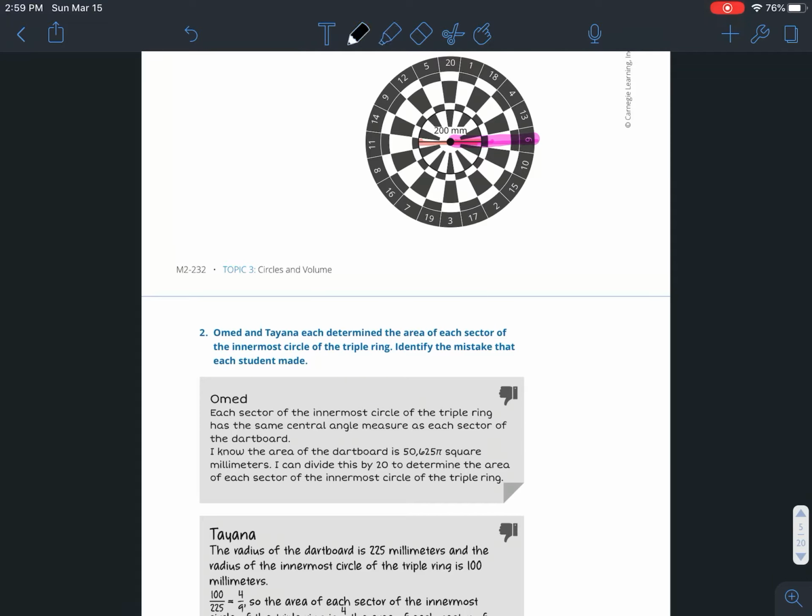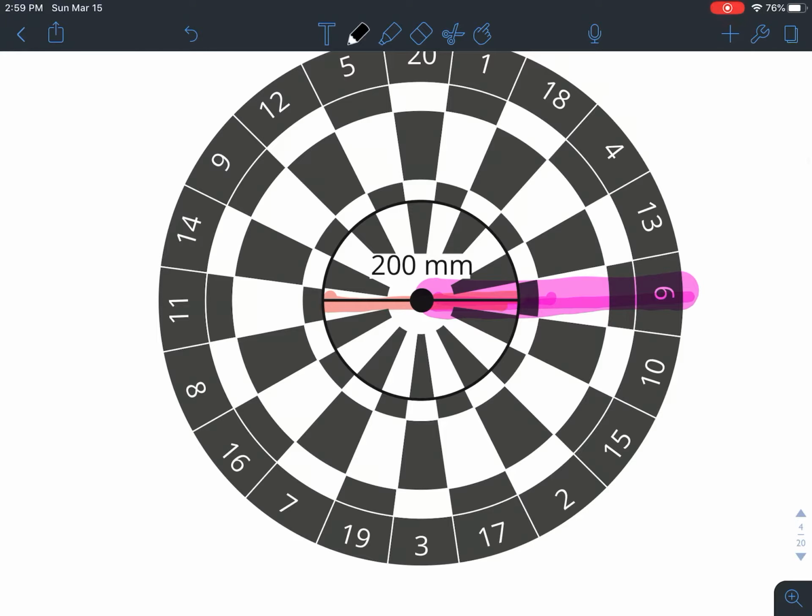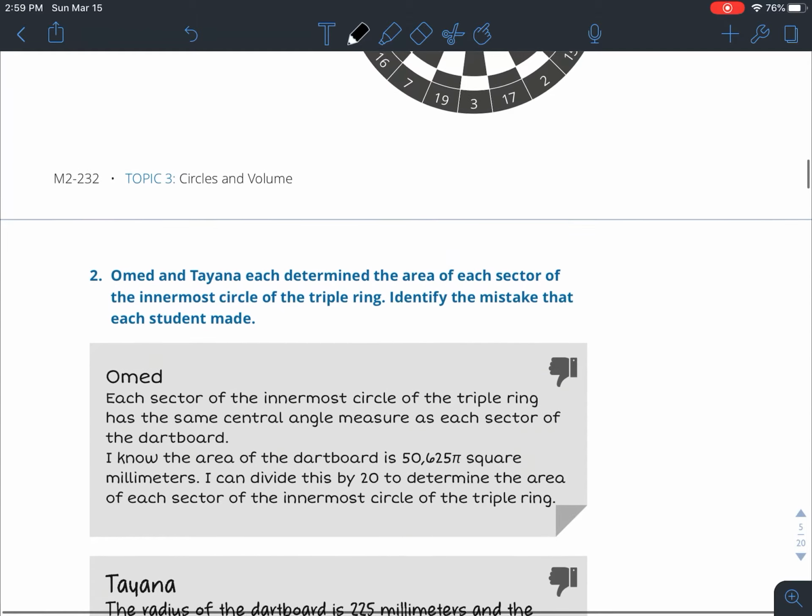So if we look at this before we even read what they say, we should know that the radius of this circle here, the inner circle of the triple rings, if you don't know darts, this is a double, single, triple, and singles inside. So the radius right here should be 100 millimeters because our diameter is 200. We always know our diameter is 2 of the radius. Radius is half of the diameter. So we look at this.